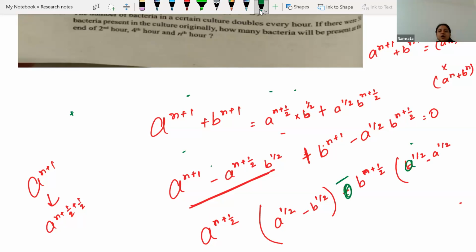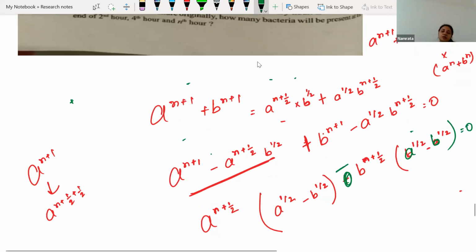And it will be a to the power 1 by 2 minus b to the power 1 by 2. Are you getting it? Let me know if any confusion. Is equals to 0. Okay.